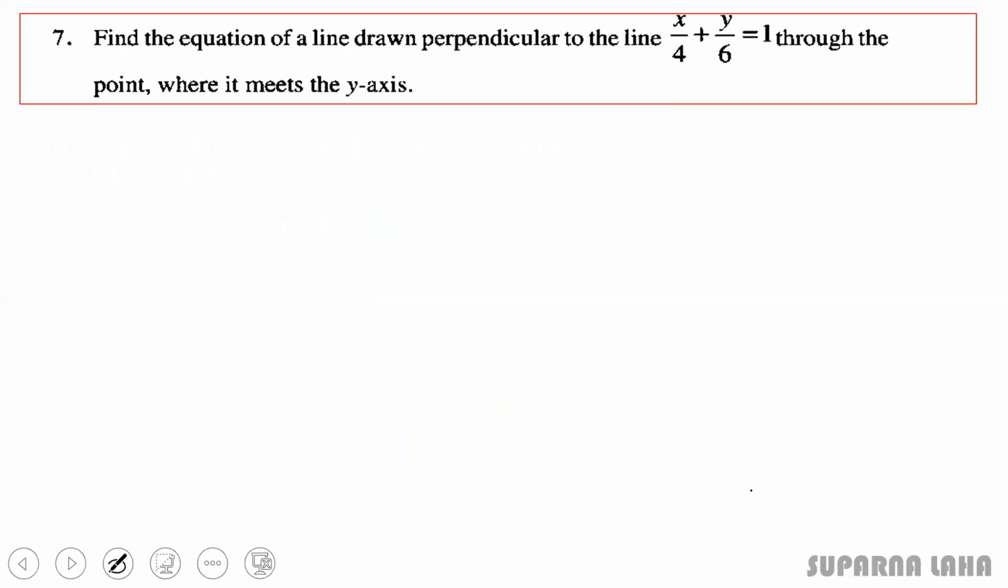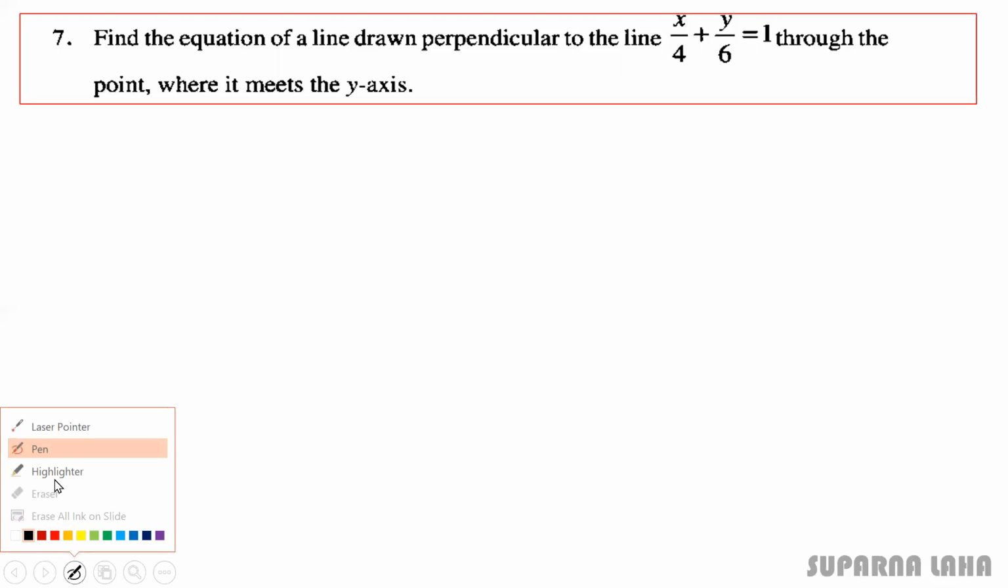Find the equation of the line drawn perpendicular to the line x by 4 plus y by 6 equals 1 through the point where it meets the y-axis.